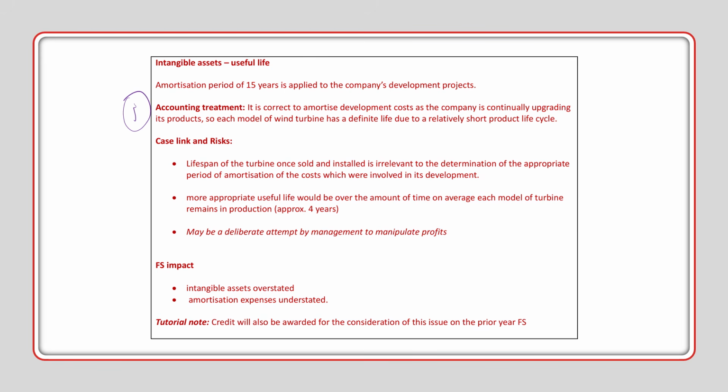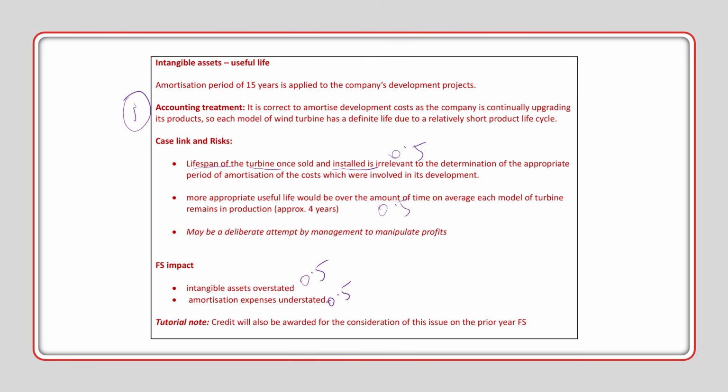I get a mark for saying it is correct that development costs are being amortized because they do have a definite life. My concern is that the time period over which they're amortizing it is incorrect. So the lifespan of the turbine once it is sold and installed is irrelevant. It should be over the amount of time taken in production, which is approximately 4 years. Because of that, intangible assets could be overstated, and amortization expenses could be understated.